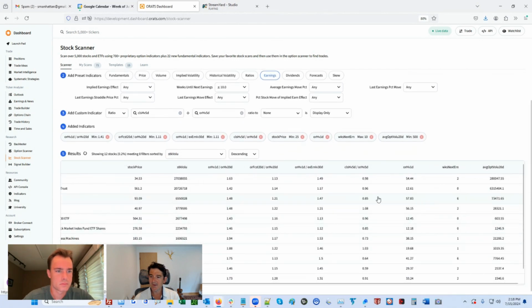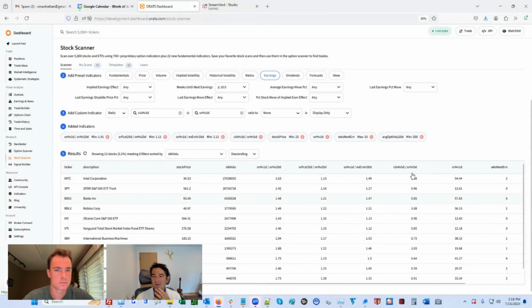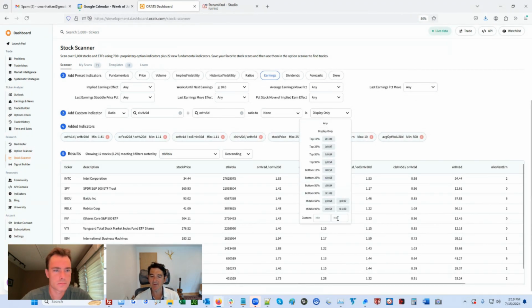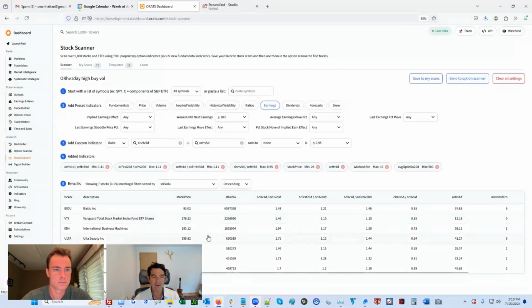So here it is. It's looking good because look at the 5 day close to close divided by ORATS close to close. We want that to be low, right? We want close to close to be low. So let's find, so the max, I don't know what to say, 9.95. So now we're down to 7 stocks.